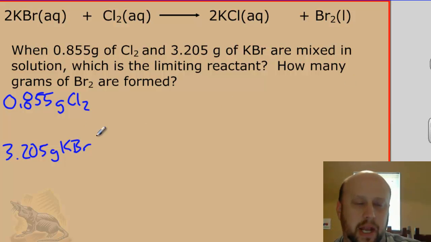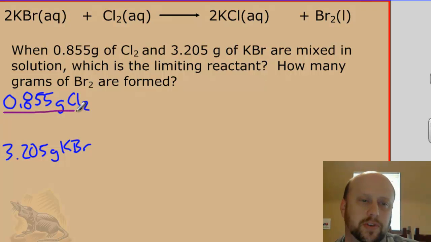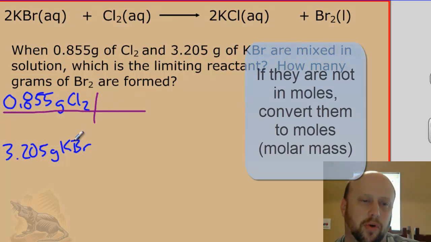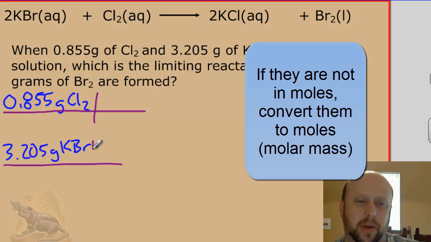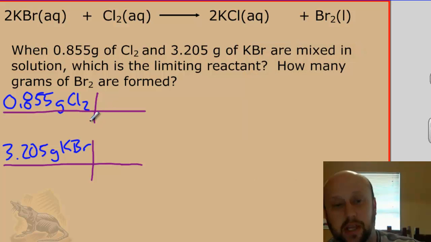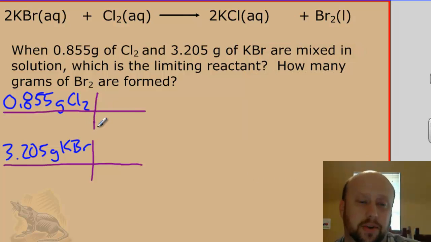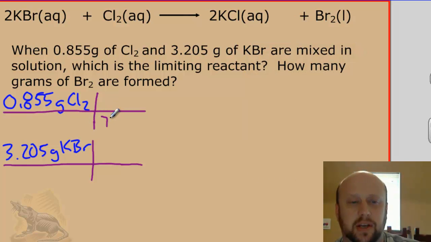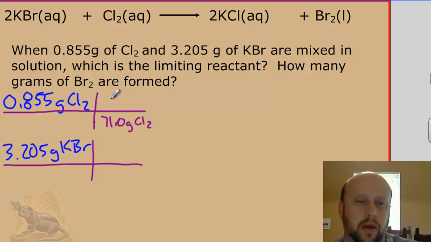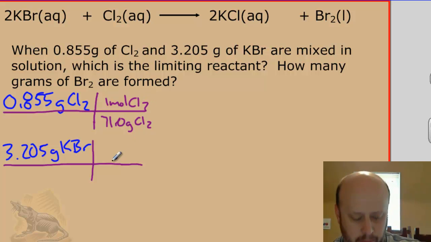Sorry about that. Now, remember I said in the last problem that the first thing that you have to do if they're not in moles is turn them both into moles. Okay? Because you can't really compare them if you're talking about grams of each thing. You got to turn them into moles first. And you can't do a mole ratio until you're in moles. So the molar mass of Cl2 is 71 grams of chlorine in 1 mole. Okay? The molar mass of KBr, I think I wrote this down somewhere, yeah, is 119.